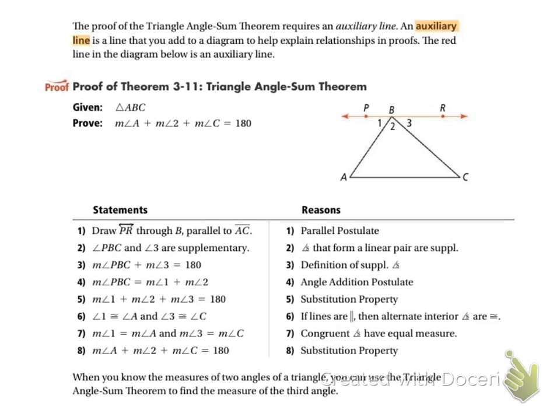I know that angle 1 is congruent to angle A. Remember, angle A is over here. And angle 3 is congruent to angle C because that's alternate interior angles, because I know that PR is parallel to AC. And since I know that the measure of angle 1 is equal to the measure of angle A, since they're congruent, and I know that the measure of angle 3 is equal to the measure of angle C, since they're congruent, I'm allowed to say that the measure of angle A plus the measure of angle 2 plus the measure of angle C is equal to 180.